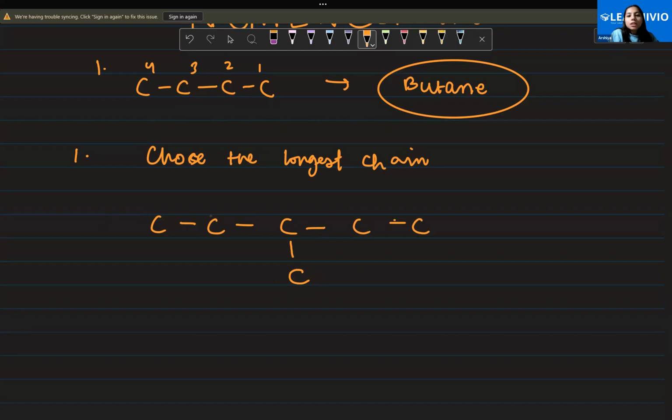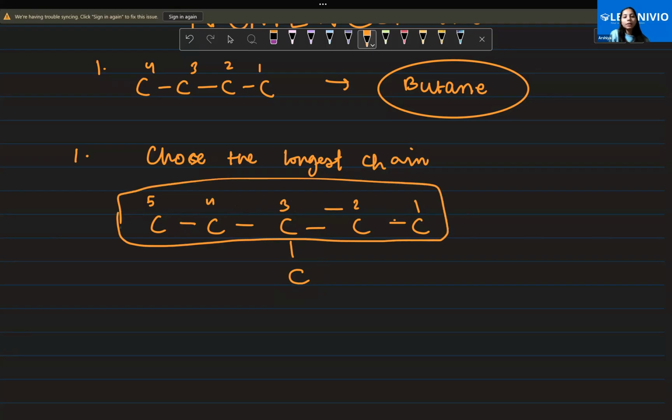So we will start counting the number of carbons, and we have to find the maximum number of carbons in the chain. The chain means the branching is here. You can see a branching here, right? So I'll start counting from one end, right from here. If I count 1, 2, 3, 4 and 5, I can see that this chain has 5 carbons. So this is my chain number 1.